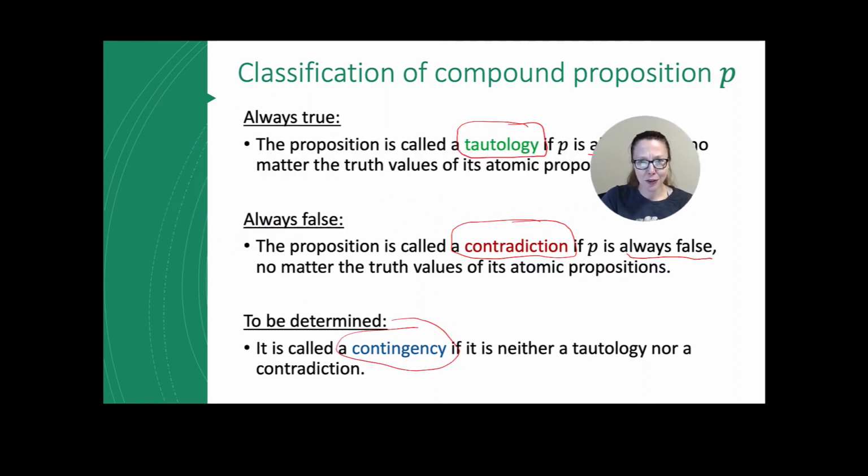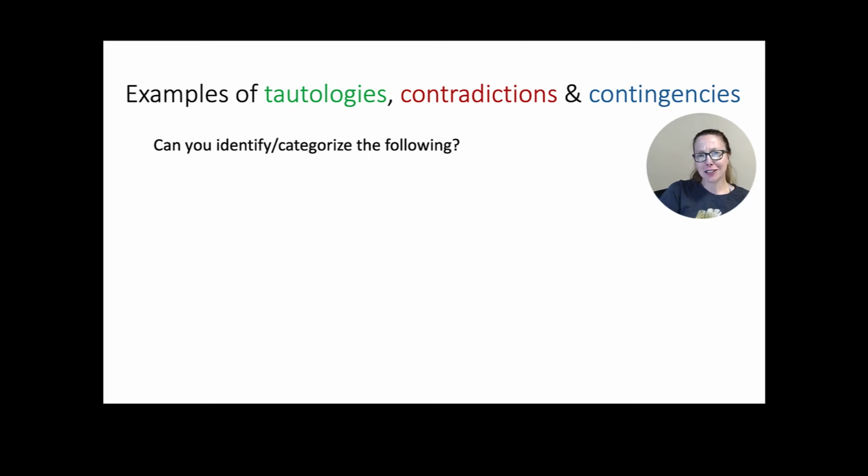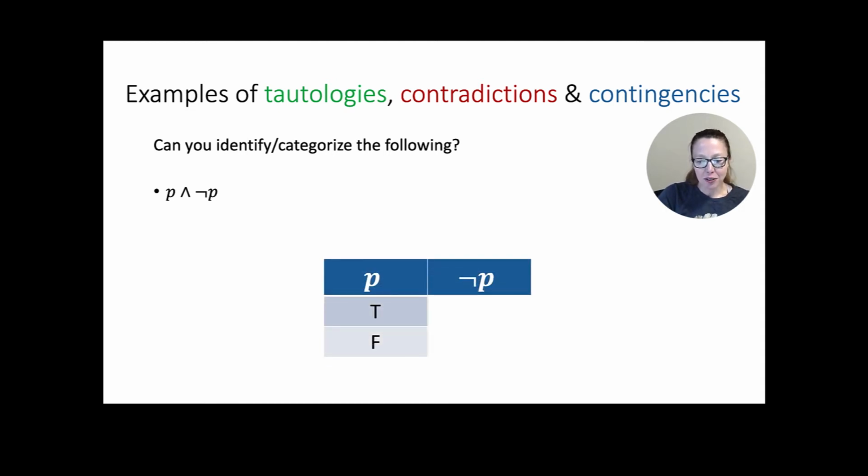So let's take a look at a few examples of those. Examples of tautologies, contradictions, and contingencies. So can you identify or categorize the following? P and not P. So if we create the truth value for P and not P, we know that if P is true, then not P is false. If P is false, then not P is true. And so we can complete that portion of the truth table.